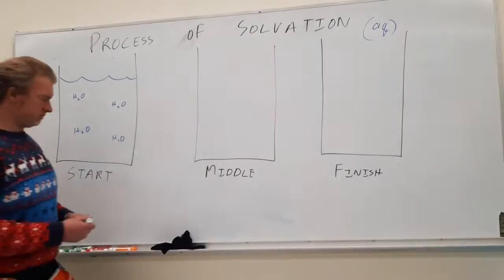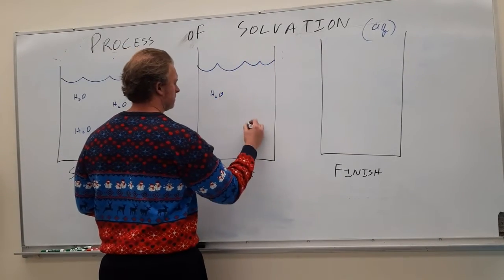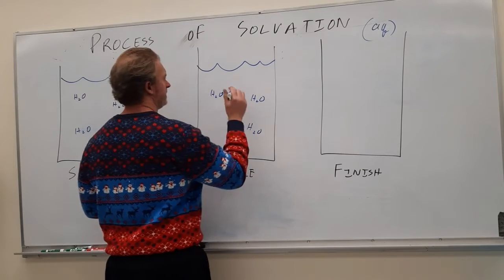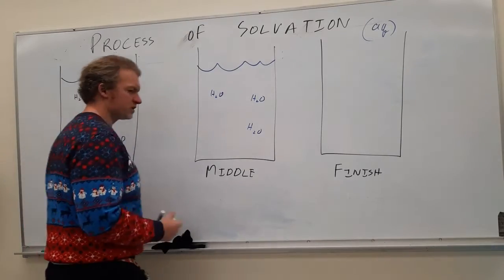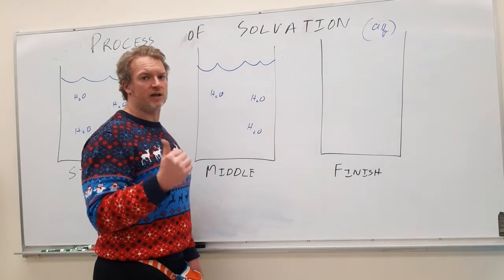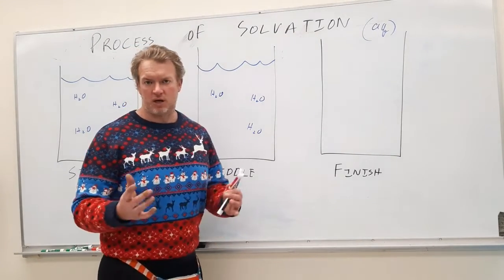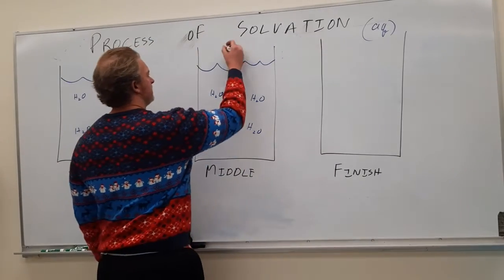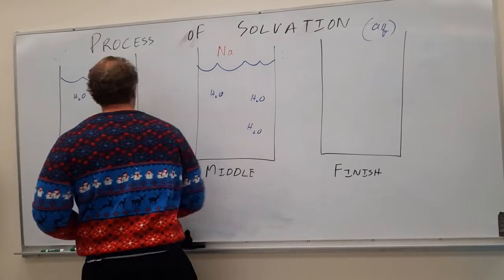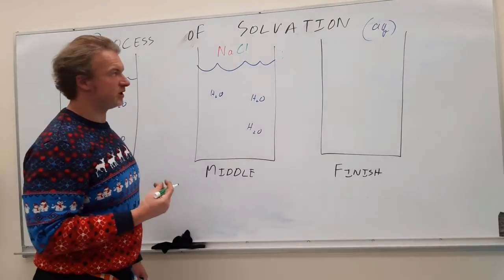In the middle, we can introduce a molecule that will dissolve in aqueous solution. That could be a polar compound or most ionic compounds. The compound that we're going to pick right here is NaCl. So NaCl, table salt.